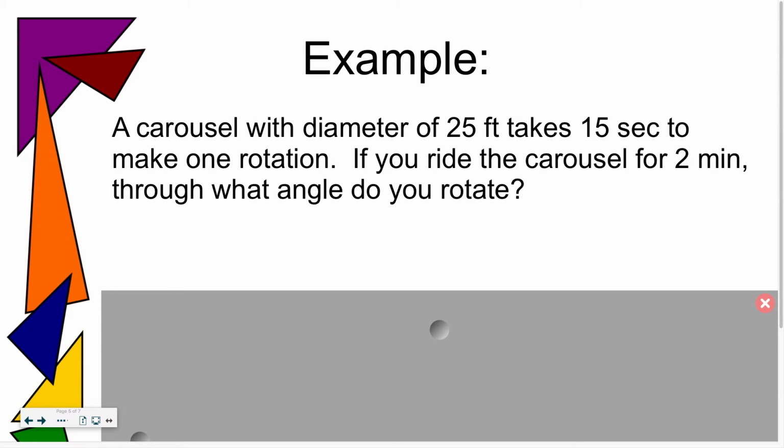A carousel has a diameter of 25 feet, and it takes 15 seconds to make one rotation. If you ride the carousel for 2 minutes, through what angle do you rotate? So take a quick minute, talk to your group members. Can you determine the angle of rotation in 2 minutes on this carousel? Share with your groups.